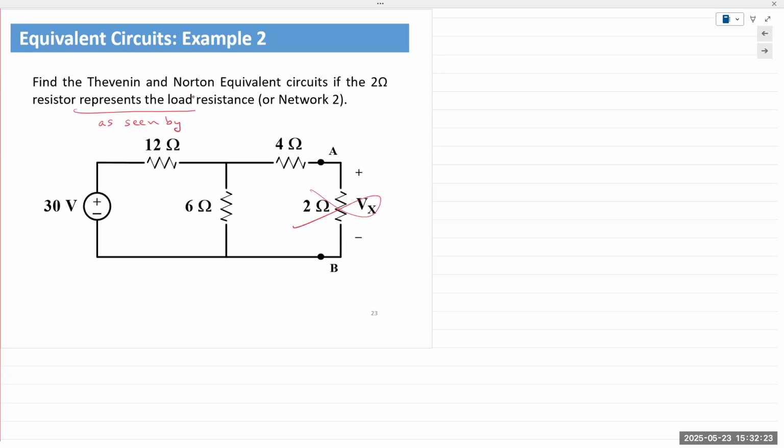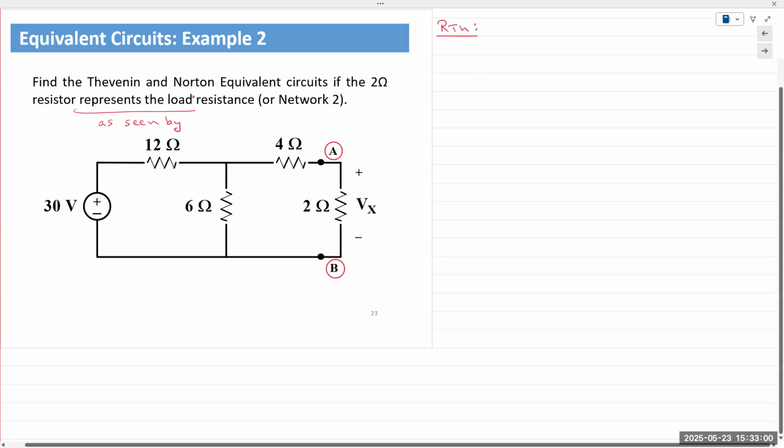Okay. Here the terminals are already marked for us. So A and B. So we have A. We have B. It's already marked for us. We don't need to do anything else. But nonetheless, it's not going to be part of our analysis. So set up the circuit to determine RTH. Same thing as previous. RTH. Need to short out. Not short out, but let's do it this way.